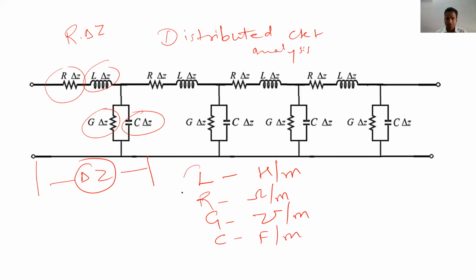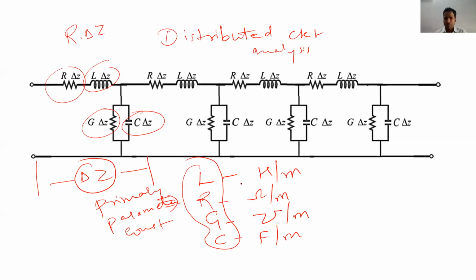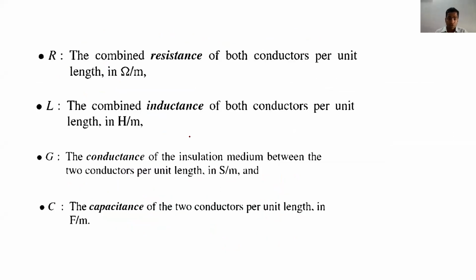So these are all called the primary parameters or primary constants of the transmission line, and they are all distributed. So we cannot say L is for the entire line, L is only per unit length. L, R, G, and C are per unit length. Fine. So what is R? Basically, it is the combined resistance of both conductors per unit length.